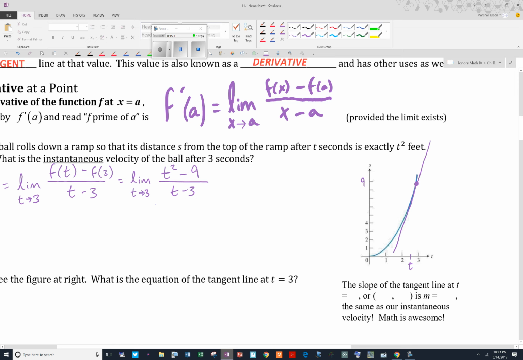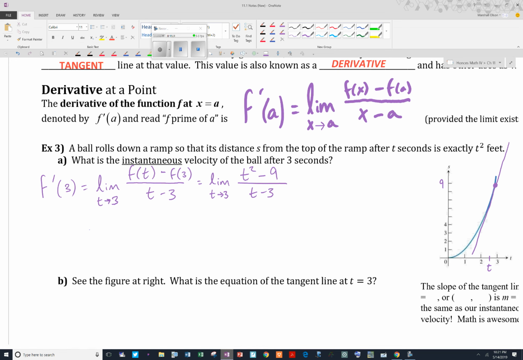Well, I can't put that 3 in yet because I would still get 0 in the denominator, so that's no good. But if you notice, our numerator is factorable. So let's factor that numerator. This is going to become the limit as t approaches 3 of t plus 3 times t minus 3 all over t minus 3.